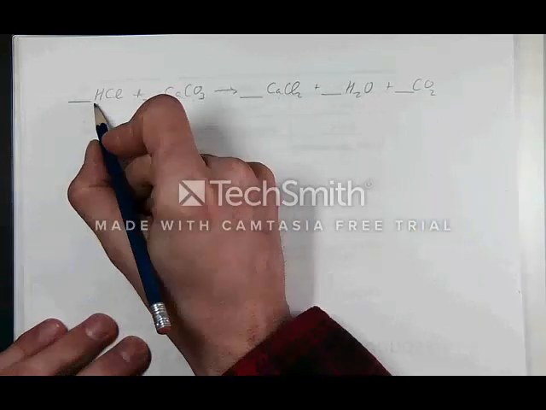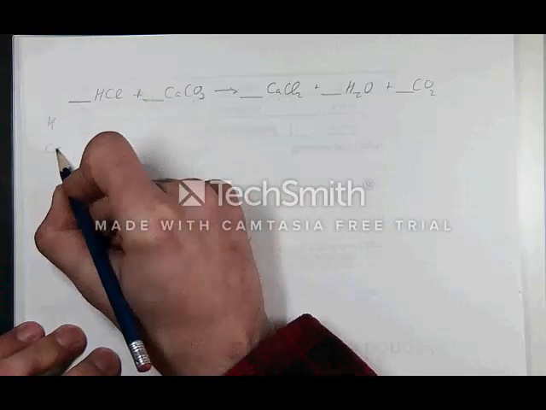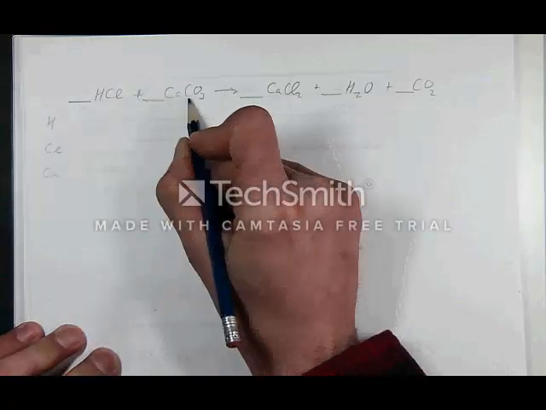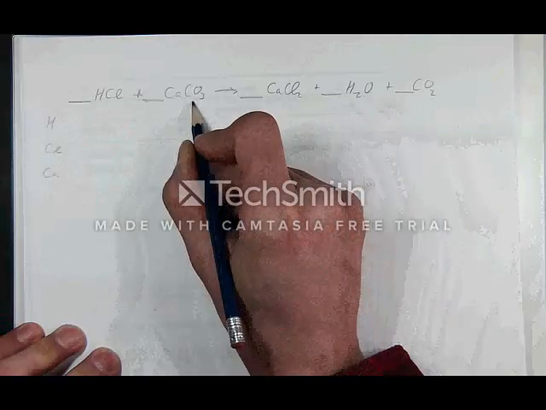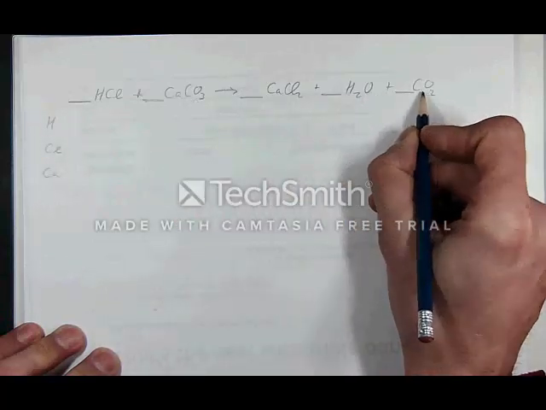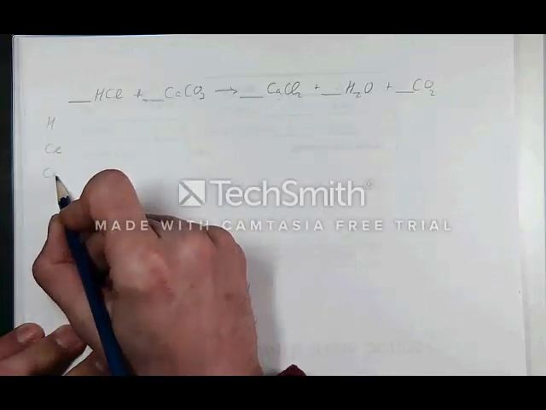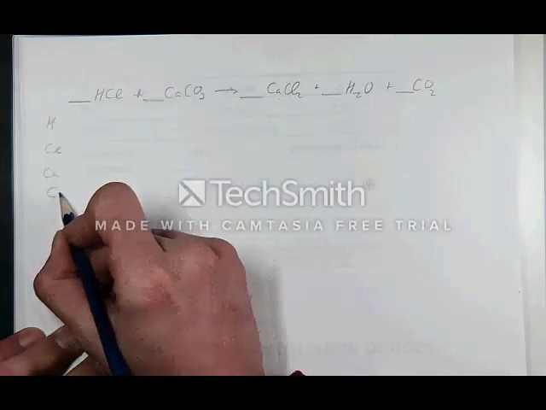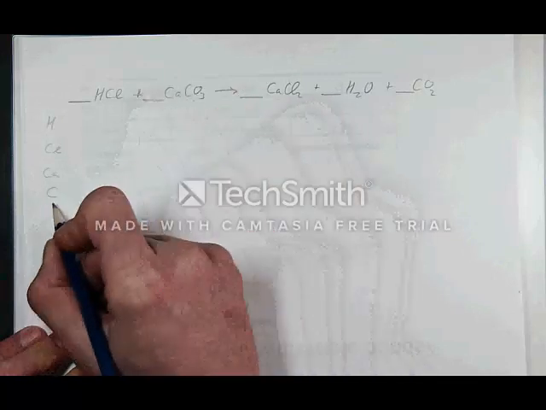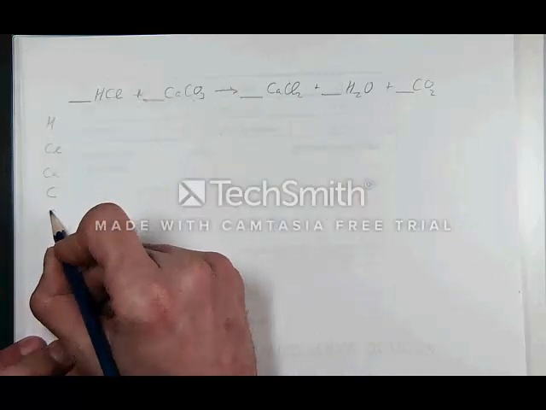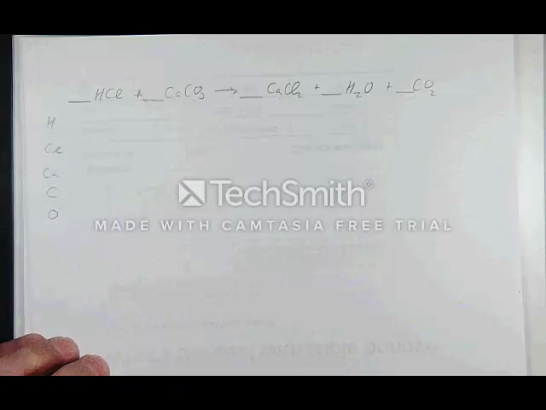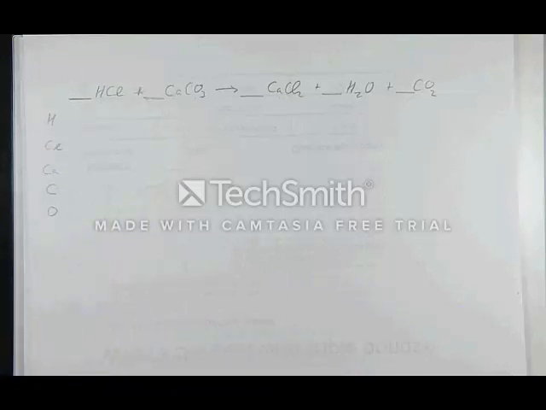But let's balance this. So we have hydrogen, we have chlorine, we have calcium, and we have carbonate. Now that's a polyatomic ion, but you don't see it here. You have a CO2, but not a CO3. So we cannot write the carbonate as simply CO3. It's got to be broken down, in this case, to carbon and oxygen. Alright, so pause the video here and try to balance this on your own, and when you come back we'll see how you did.